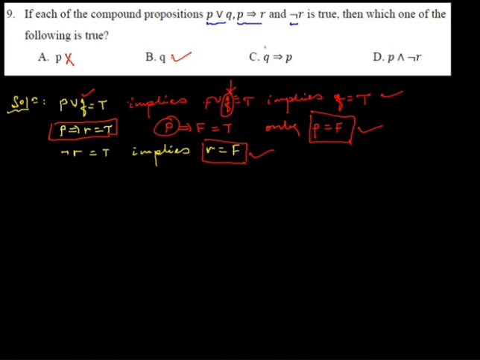Q implies P means Q is true. True implies P is false. True implies false is false. Okay, so this cannot be true. P is already false. False and the negation of R means true. False and true is false. So the only true case is B.